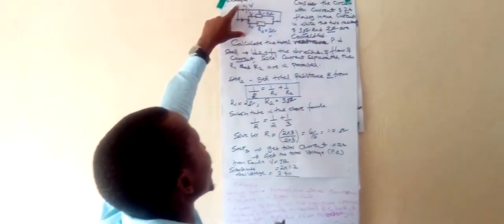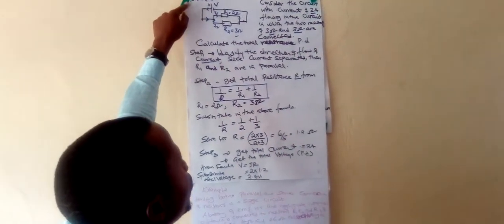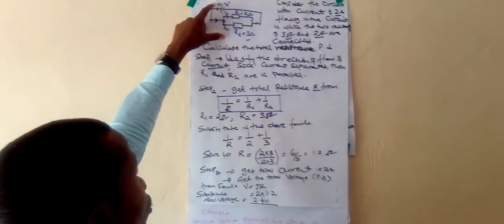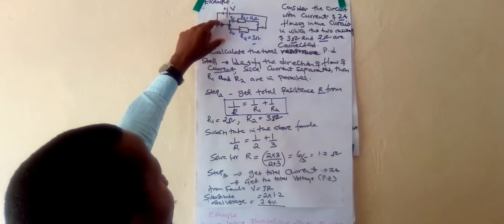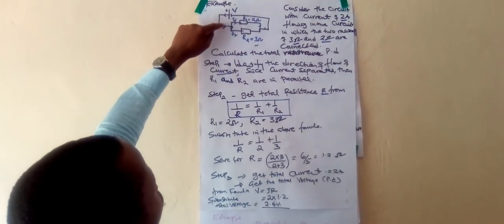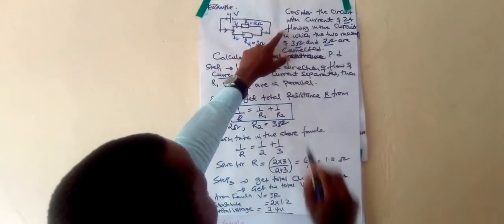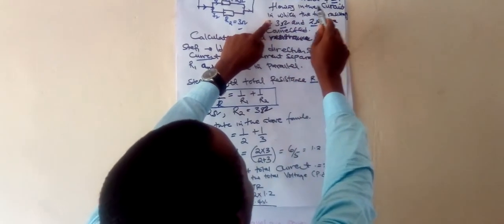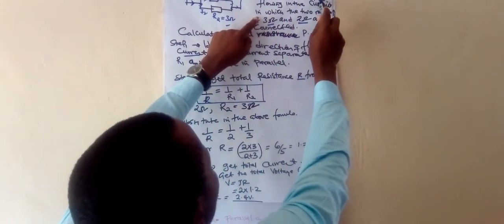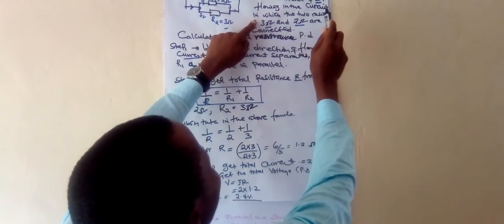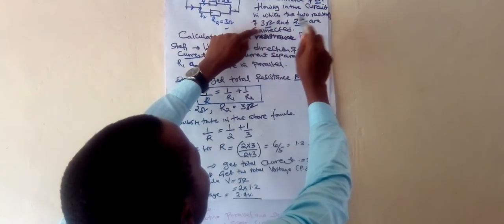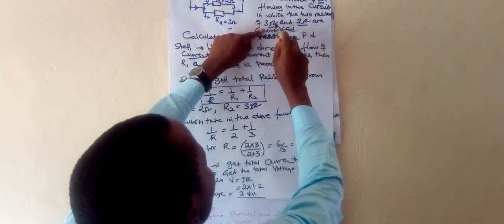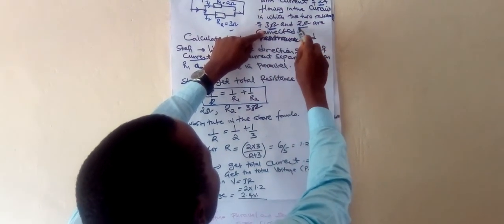Now we look at another example. This example is slightly similar to what we have just looked at earlier. However, when you look at this example, they are saying that we consider a circuit with a current of 2 amperes flowing, whereby you have two resistors of resistance 3 ohms and 2 ohms, and those are connected like that.